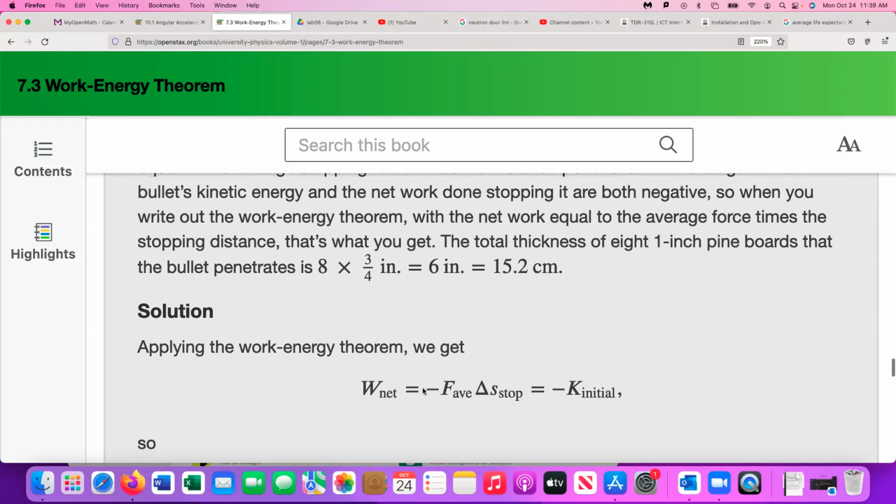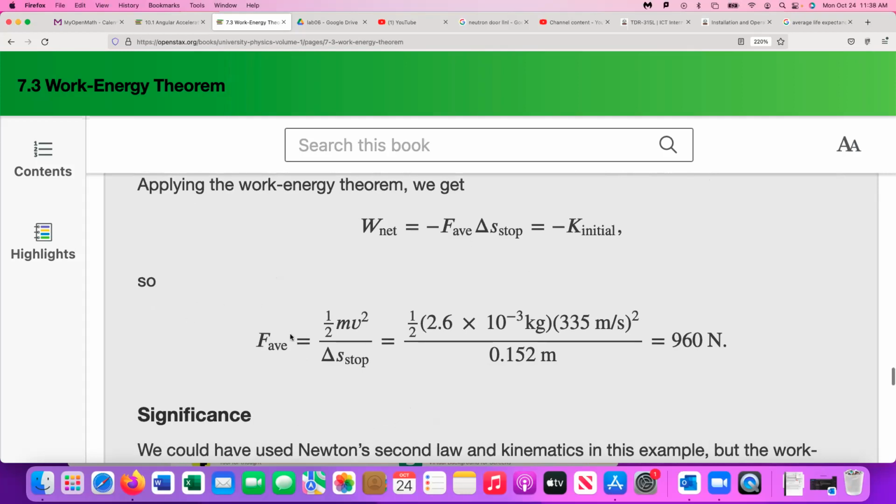Now there's a negative sign in there because the force stopping the bullet is in the opposite direction of the distance that it moves. And so remember when we had the cosine of the angle thing going on in there, the cosine of 180 degrees is -1. So that's why the negative comes in there from that dot product of the work. But anyway, we solve it for the average force and we get the kinetic energy over the stopping distance, 1/2 mv squared over the distance. All of the numbers we've been given, we can just throw them in here, a few little simple conversions, and we end up with 960 newtons of force, right?